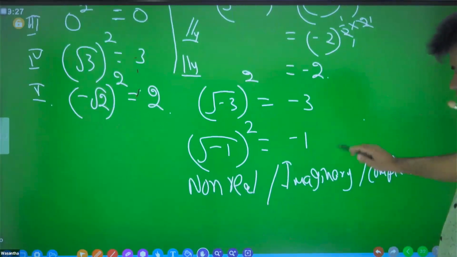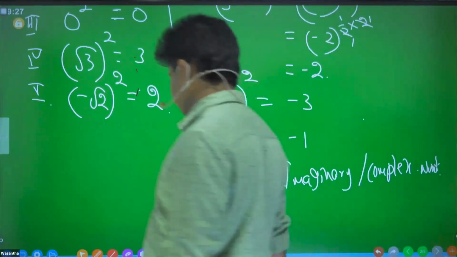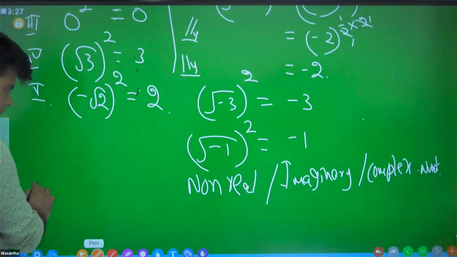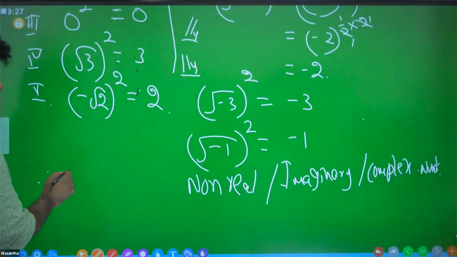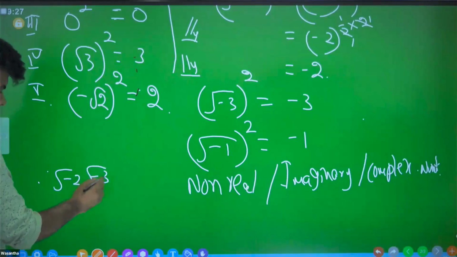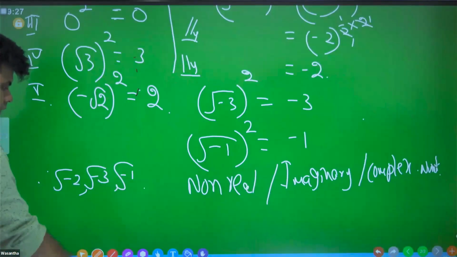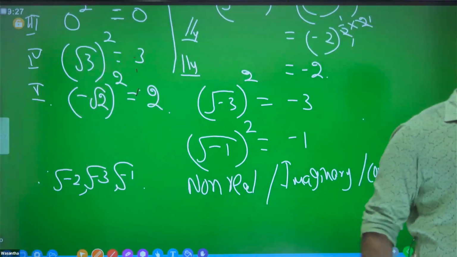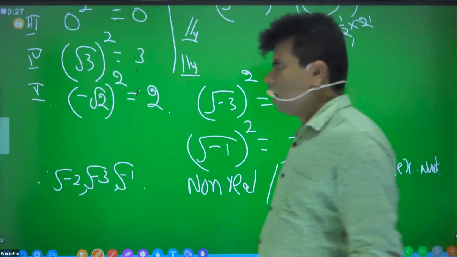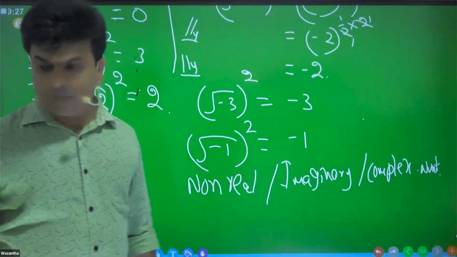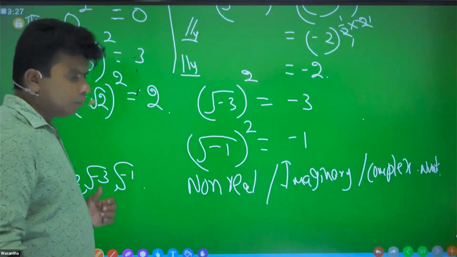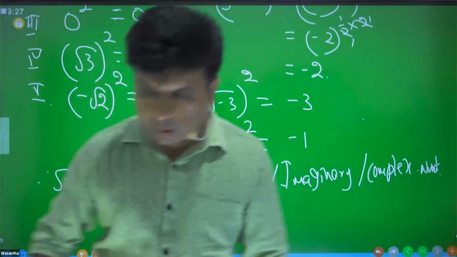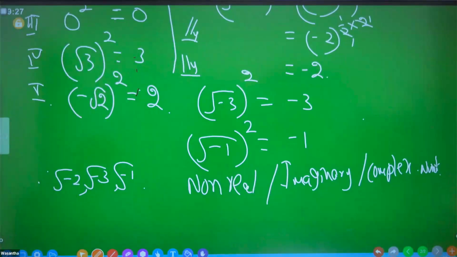Now write down: therefore, you know that root -2, root -3 and root -1 are examples for imaginary numbers.